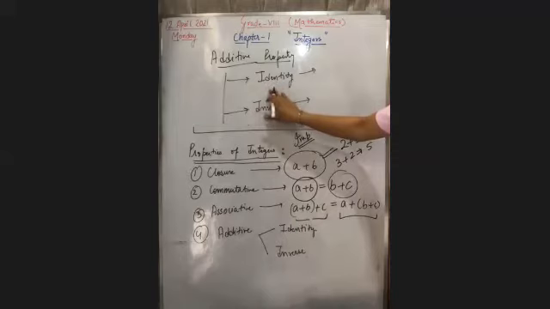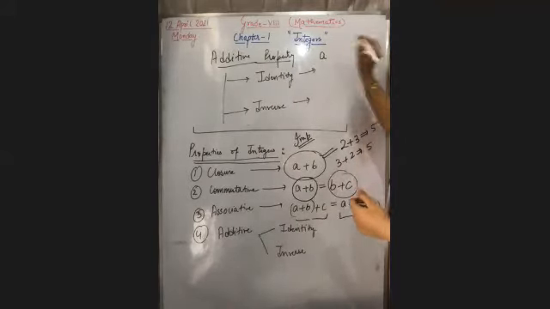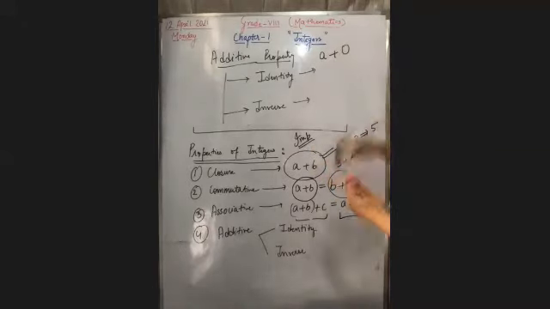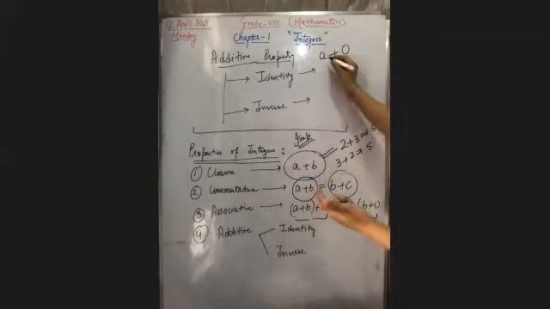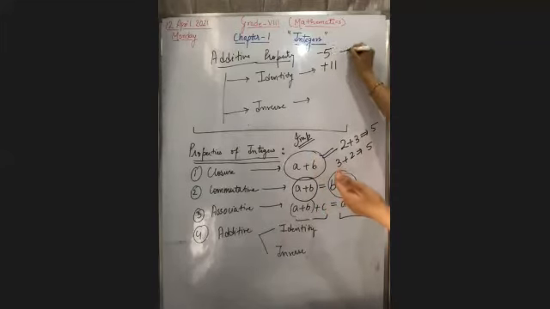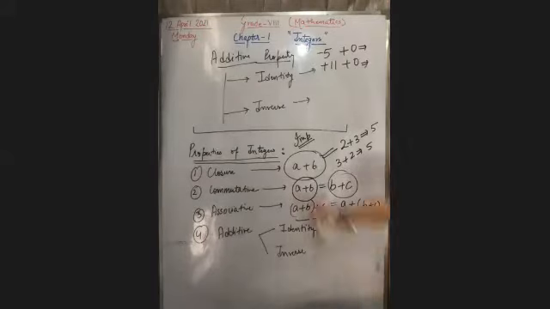Additive identity. Okay, what does this mean? It means if you add 0 to any number, any number means this number can be -5, this number can be +11. If you add 0 to both the numbers, your answer will be what? For the first statement, please tell me, -5 plus 0, answer will be what?